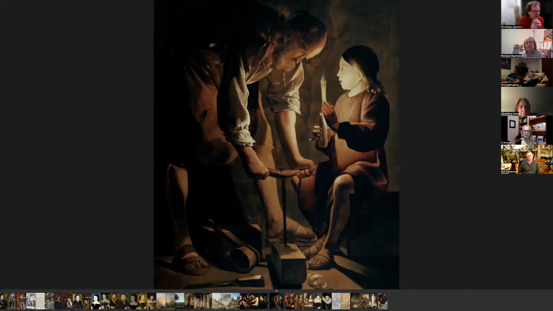This is Joseph the carpenter, and his son Jesus. It's an oil on canvas that measures 53 inches by 40, and it is also at the Louvre.